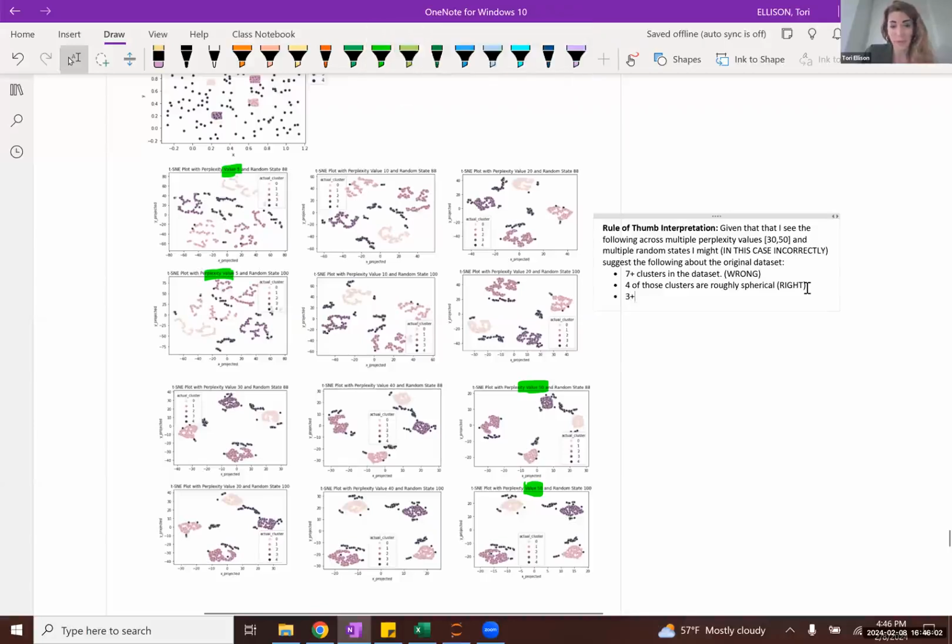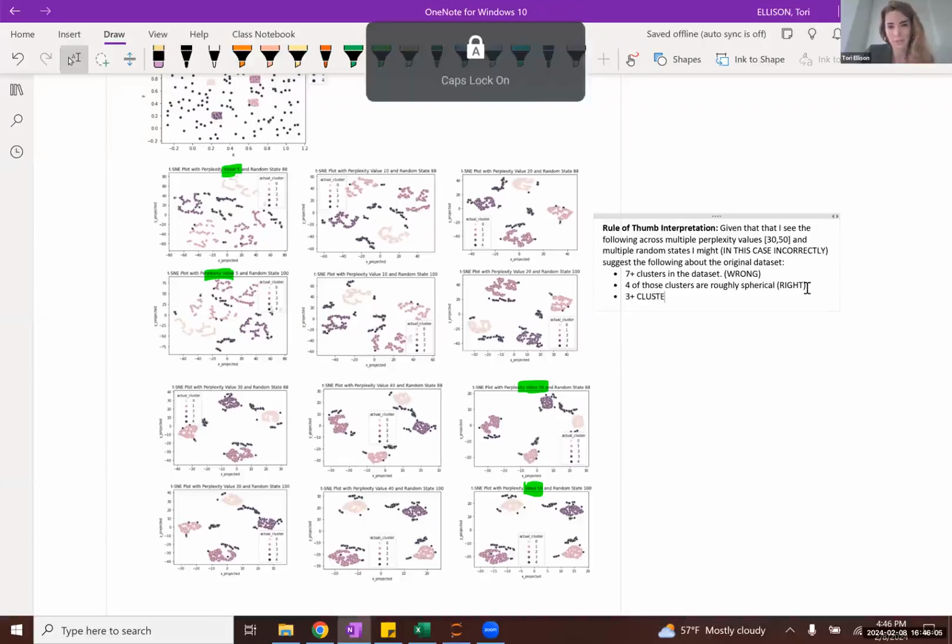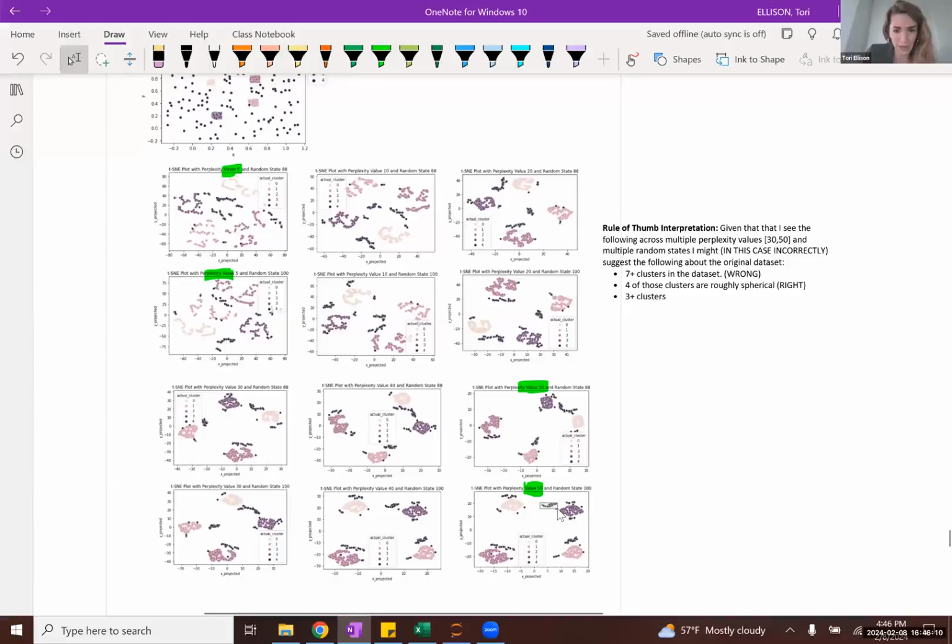And then the 3 or however many remaining clusters are showing some sort of non-convex, oblong pattern, if you will. So definitely not spherical. So 3 or more of those remaining clusters are oblong, not spherical, or even maybe non-convex. Okay, and it might suggest that these clusters are well separated.